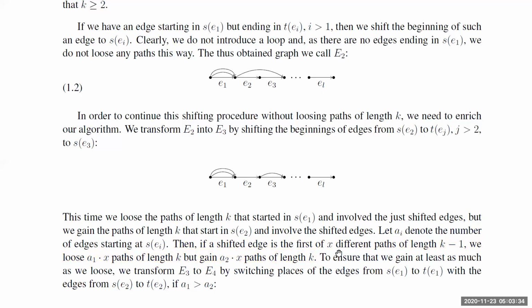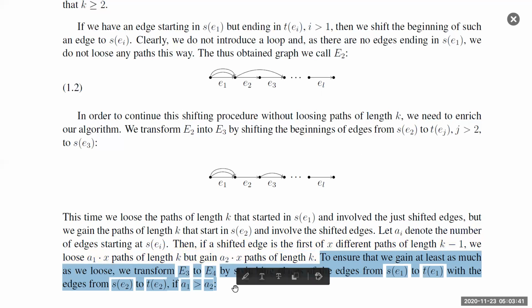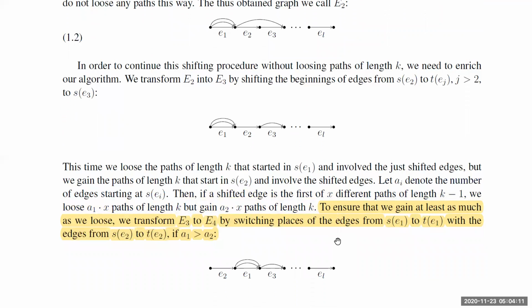So what's this additional move that we make? As I told you, to ensure that we gain at least as much as we lose, if it so happens, as it is on the picture, that the number of edges emitted from S of E1, which is denoted by A1, is bigger than the number of edges emitted by S of E2, which is denoted by A2, then we swap the edges in the following way. We switch places of the edges from S of E1 to T of E1 with the edges from S of E2 to T of E2. And you can see it on this picture. So we take this part of a graph and swap it with that part of a graph.